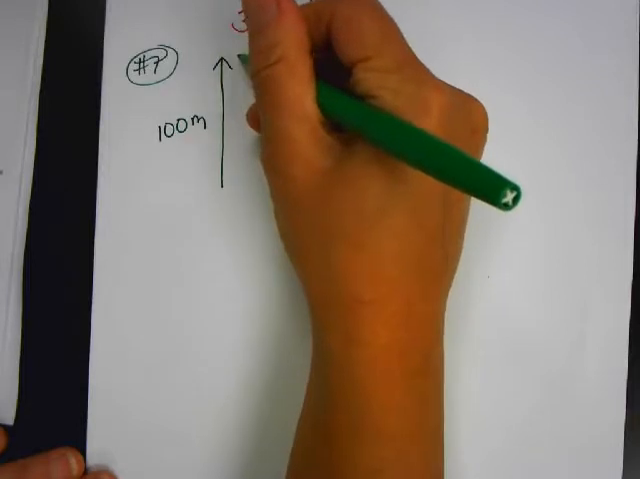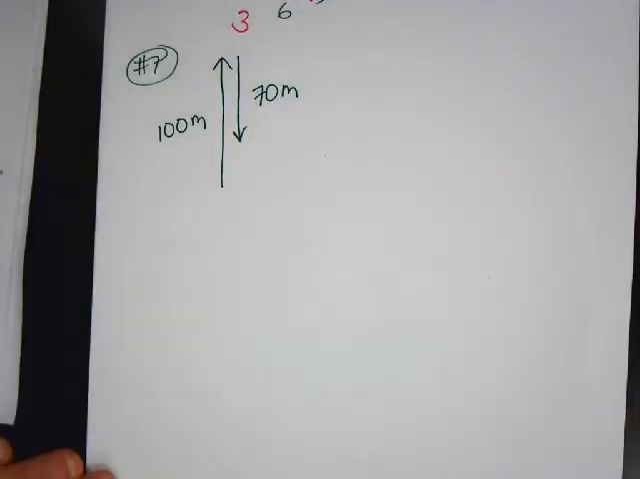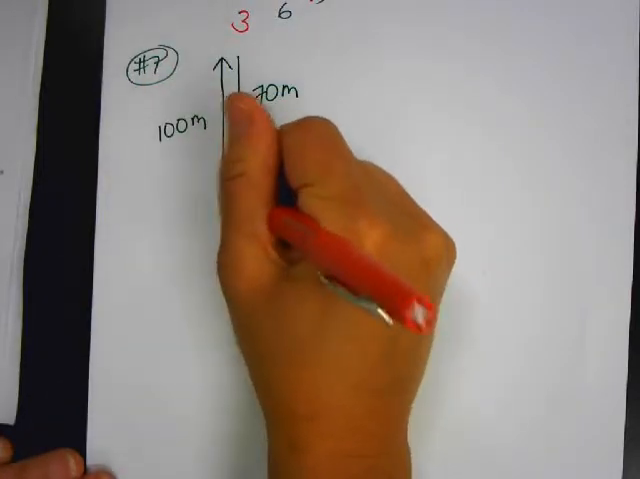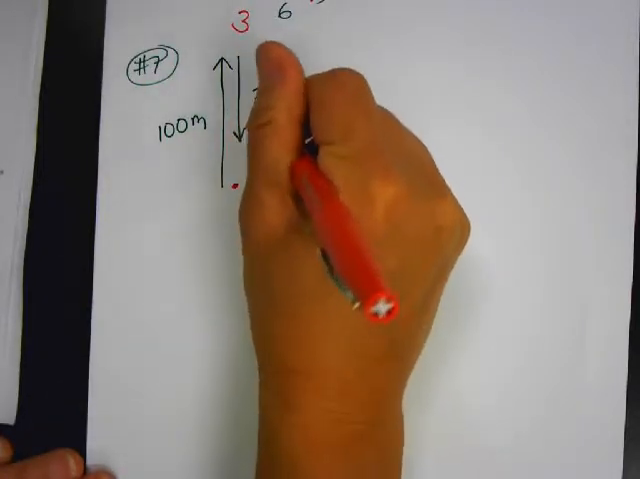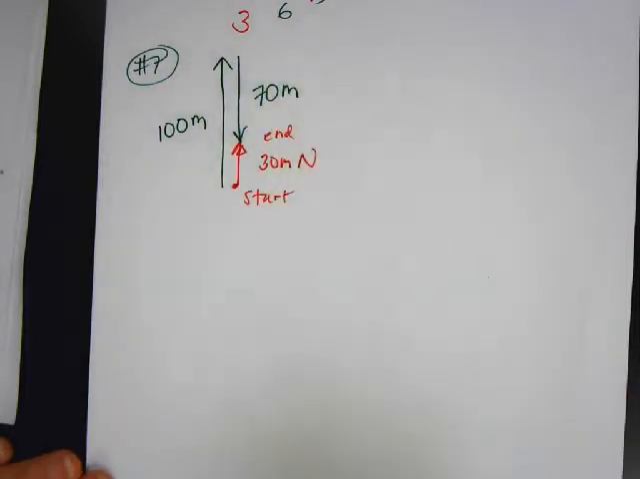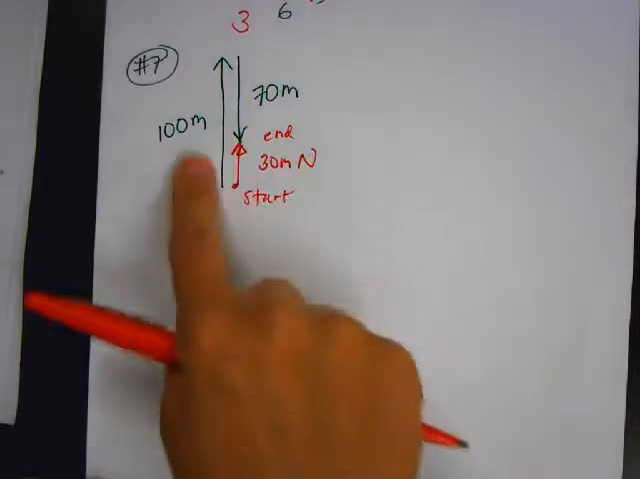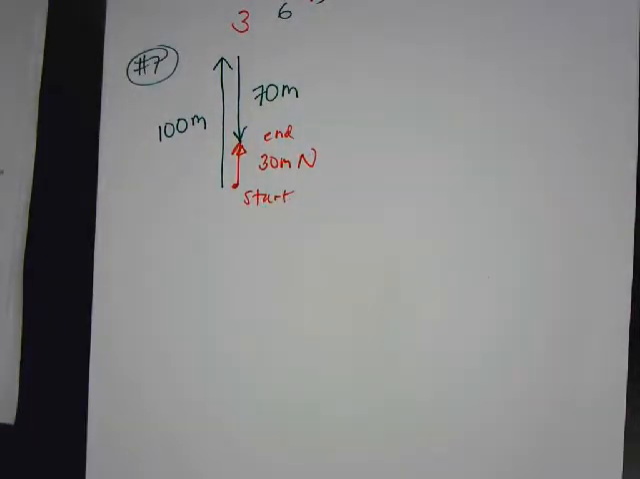And then from the head of this vector, I'll do the tail of the other. This is 70 meters south. This is where I started. This is where I end up. So there's my vector, which is 30 meters north. Now, a lot of you didn't do it that way. A lot of you just said, okay, I'm going 100 north, 70 south. You knew it was 30 north. A lot of you did that without drawing a picture. But you could do it using our physics method. You see that? And you're still going to get the same answer if you want to visualize it.